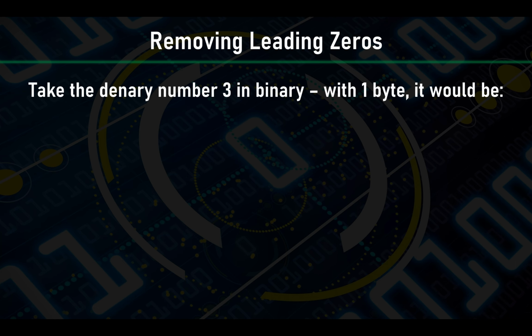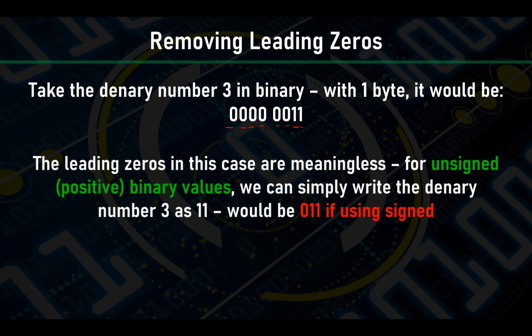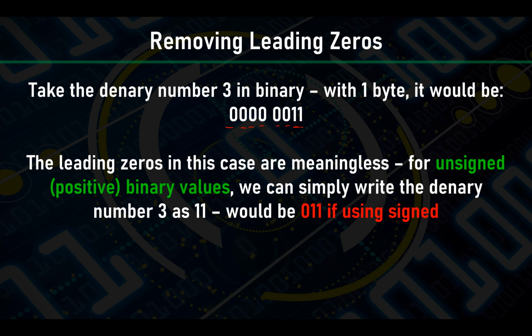Right then, we can also look at removing the leading 0. So take the Denary number 3 in binary. With 1 byte, it's going to be this: just 2 plus 1. Then of course no 128s, no 64s, no 32, 16, 8, and 4s. So basically we've got a lot of wasted space. So for unsigned positive binary values, we can simplify this just by writing it as 1 1, because these leading zeros just don't do anything.